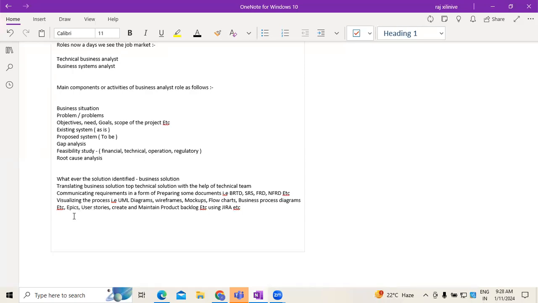Now, when we talk about the role of a technical business analyst, what kind of role one should be equipped with, and what kind of technical knowledge a person has to acquire, right?